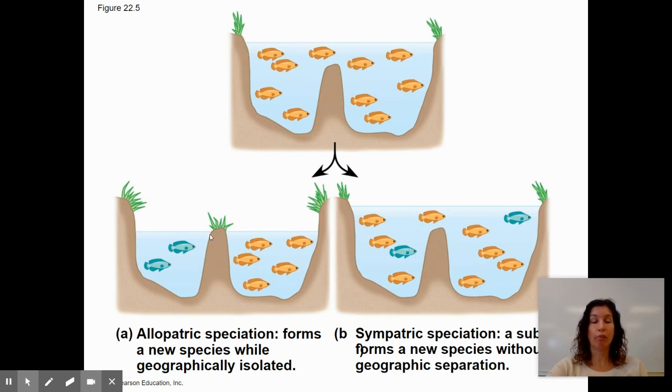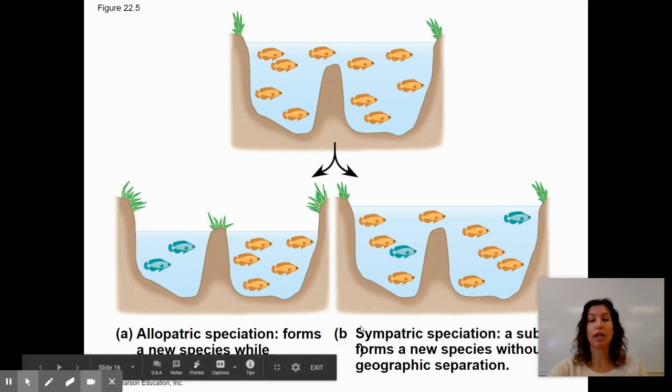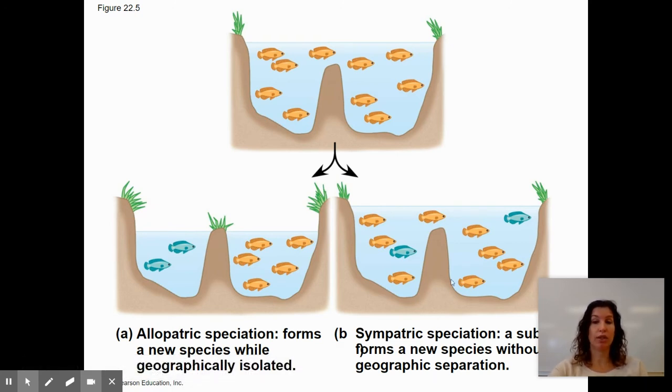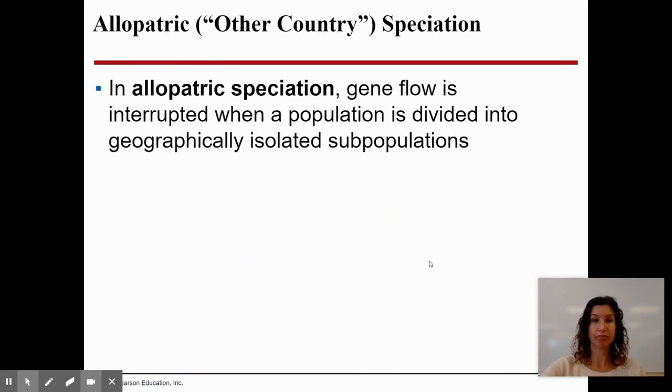So if this little berm goes all the way up, we have this separation, and then speciation will occur between these 2 species. Sympatric speciation occurs without geographic separation. So for some reason, those 2 populations just decide not to interbreed, and then they become different enough that they form 2 species.